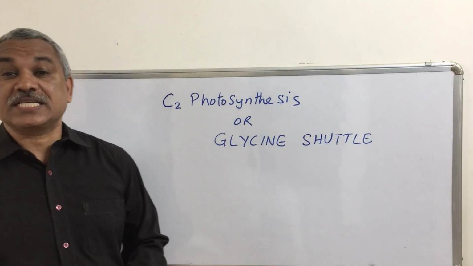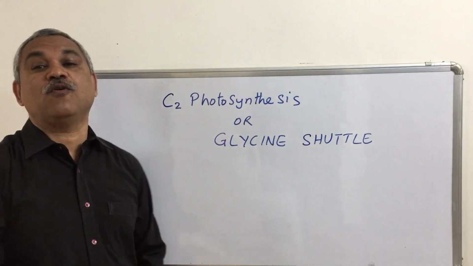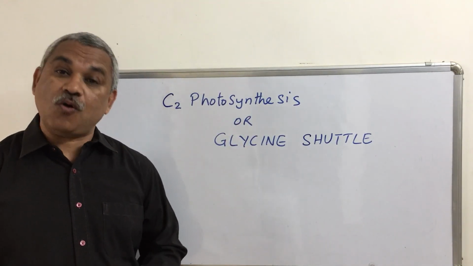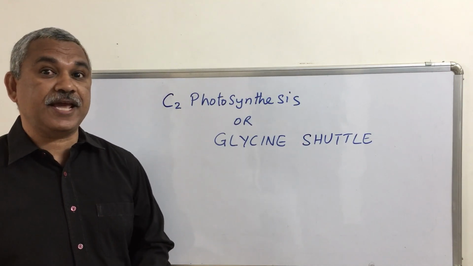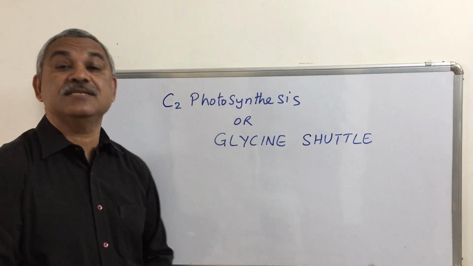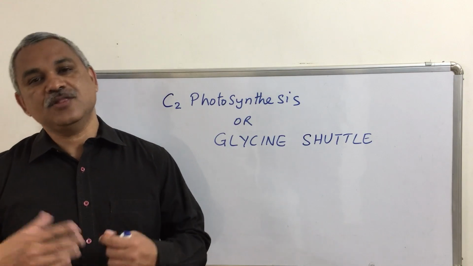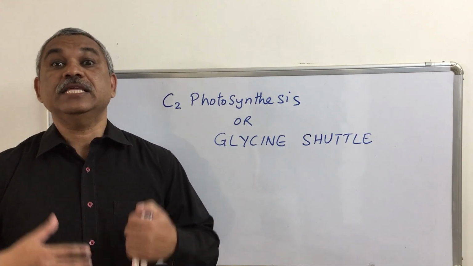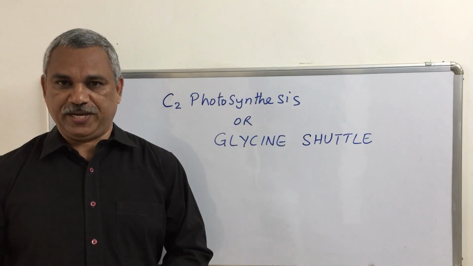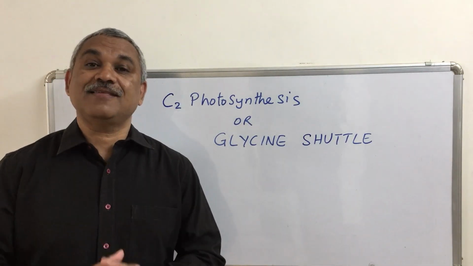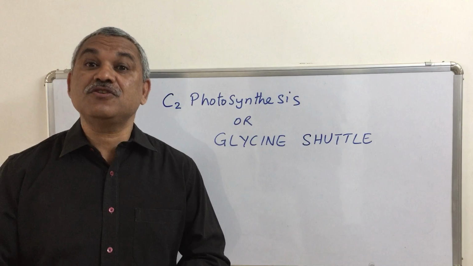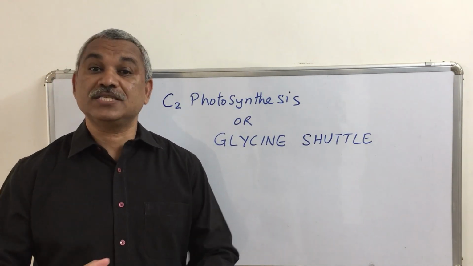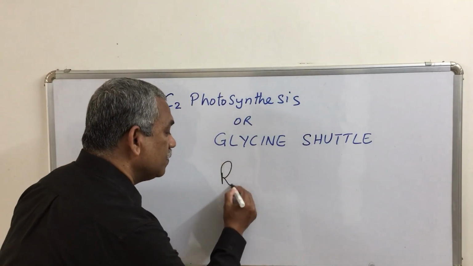Today we are going to discuss C2 photosynthesis. C2 photosynthesis is also known by another name, that is the glycine shuttle. In this video we will look at the pathway and its significance. We are aware that the fixation of carbon is carried out by an enzyme known as Rubisco.